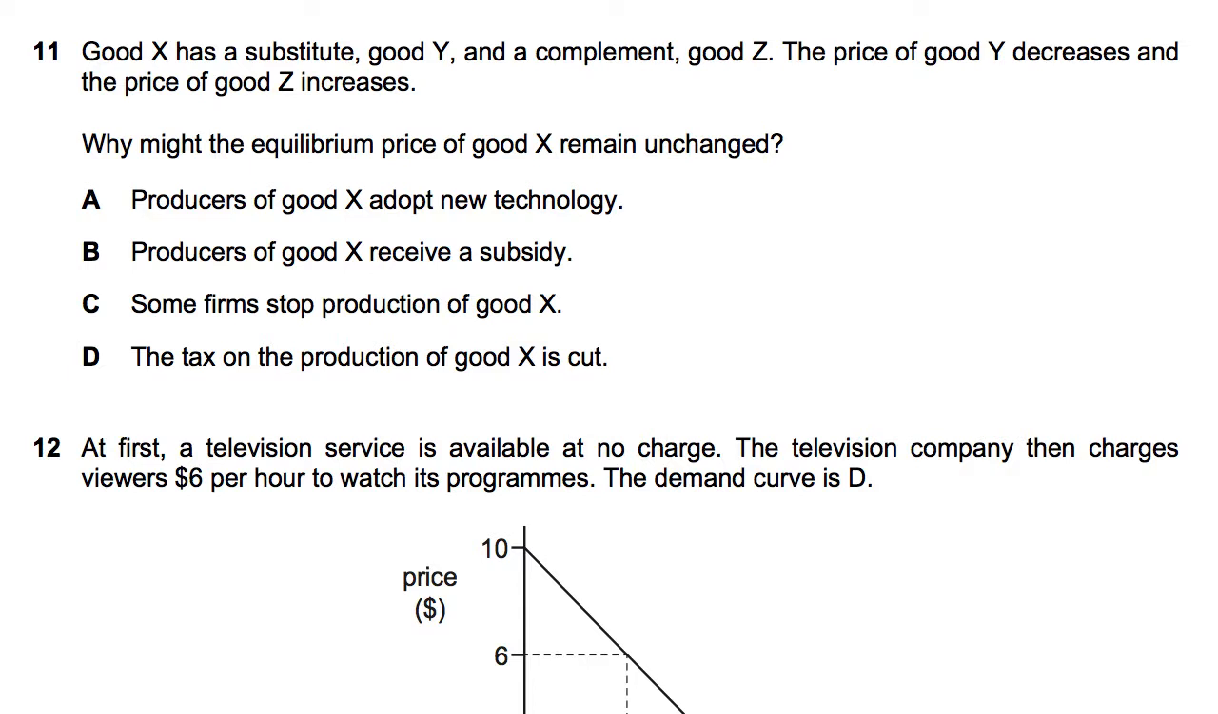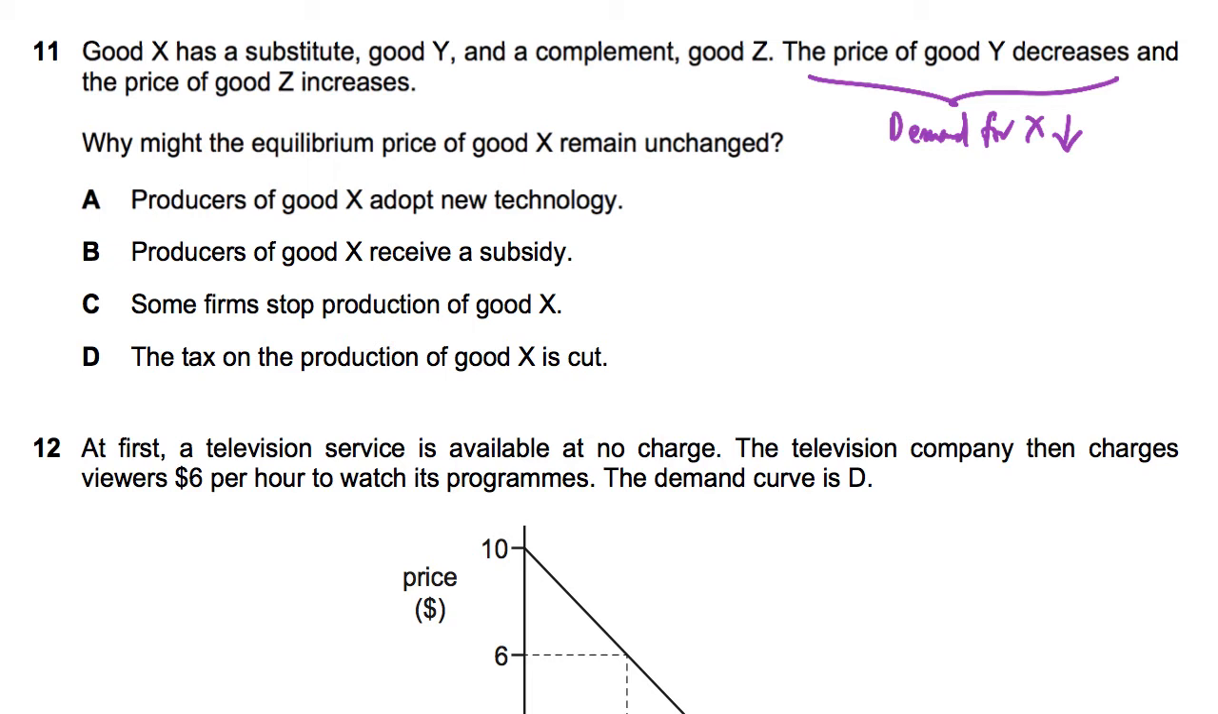In question number 11, they say that good X has a substitute, good Y, and a complement, good Z. The price of good Y decreases and the price of good Z increases. Why might the equilibrium price of good X remain unchanged? So in this case, when the price of good Y is decreasing, we notice that the demand for X should also go down. Why? Because if X and Y are substitutes and Y is becoming cheaper, then clearly X will see a fall in demand because they are what we call competitive demand.